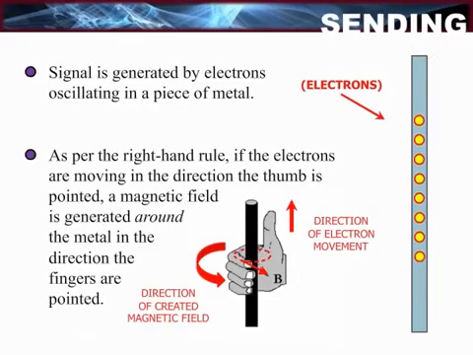As the illustration shows, signal is generated by electrons oscillating in a piece of metal. This is referred to as a dipole and is basically a single antenna element. As per the right-hand rule, if the electrons are moving in the direction the thumb is pointed, a magnetic field is generated around the piece of metal in the direction the fingers are pointed.